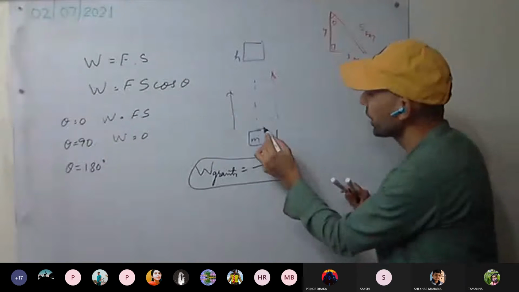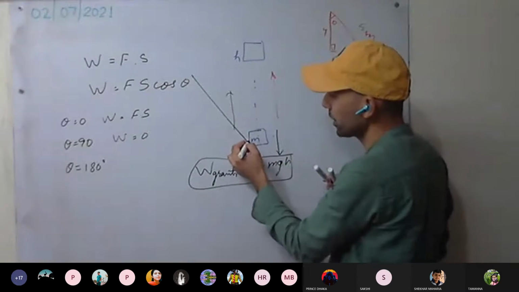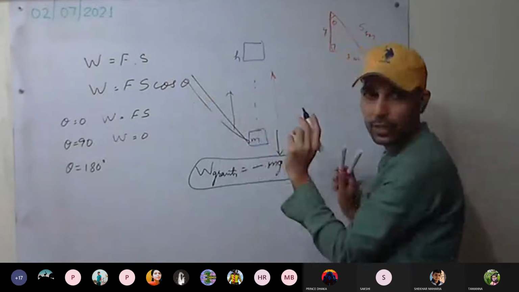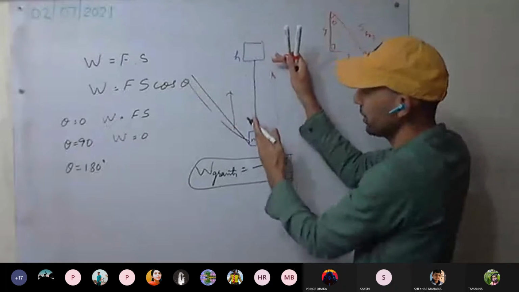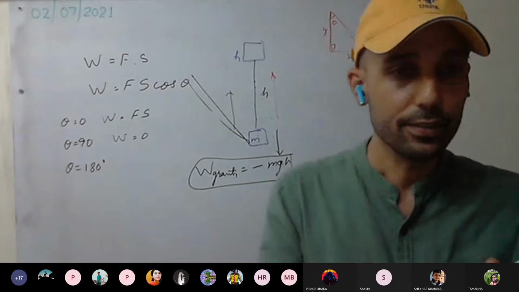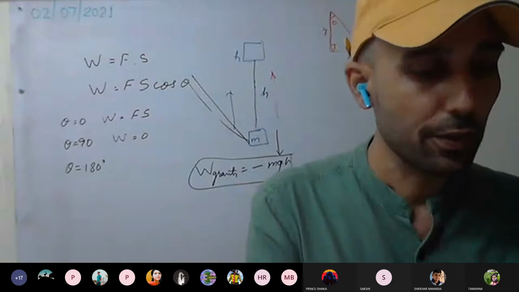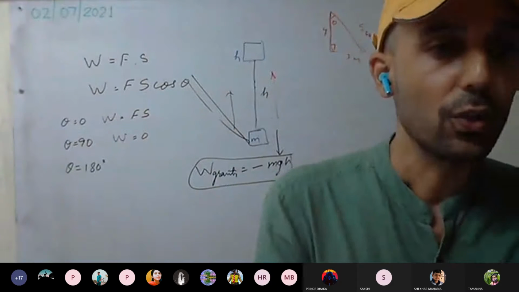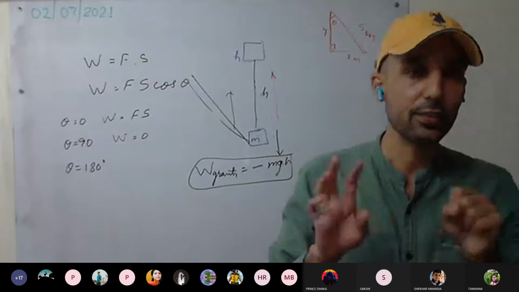Now, whether this body goes straight up, or through stairs, or through slides, it doesn't matter. We have to take the component of the displacement in the vertical direction. That will be h. Is this clear to everyone? Yes, sir. We have to consider from which force we are considering the work done.